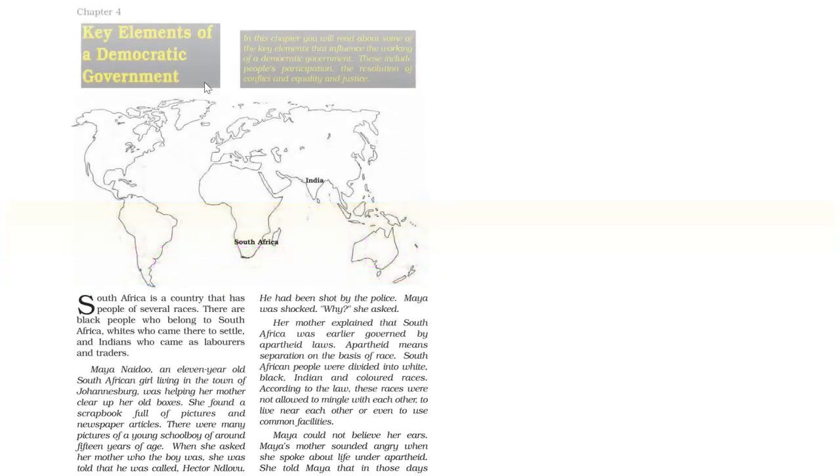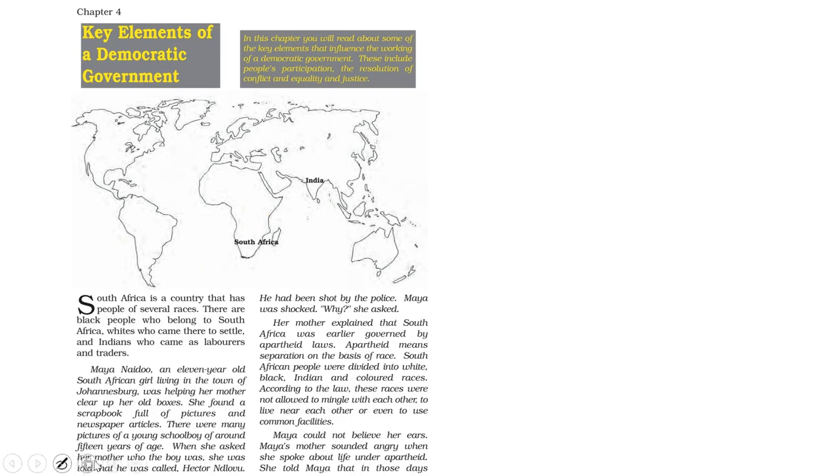We are discussing key elements of our democratic government. So what we are going to see here is some key elements that would influence the working of a democratic government, which includes people's participation, the resolution of conflict, equality, and justice.